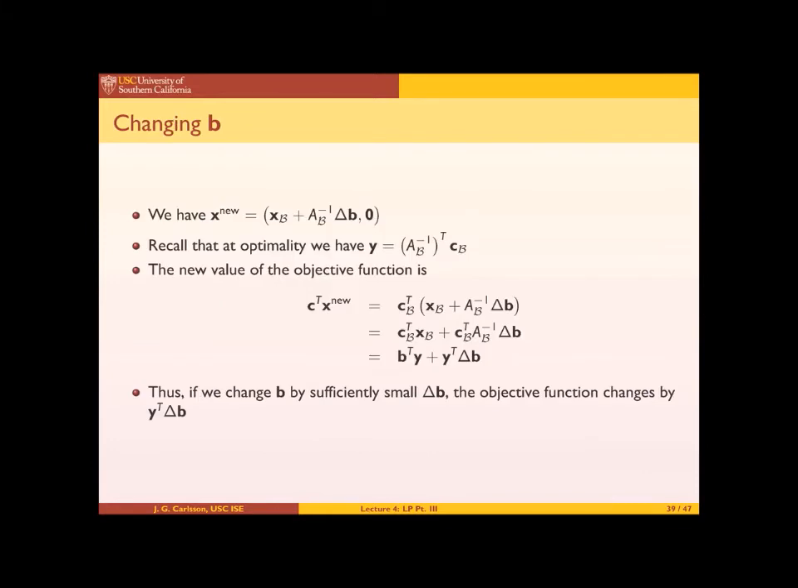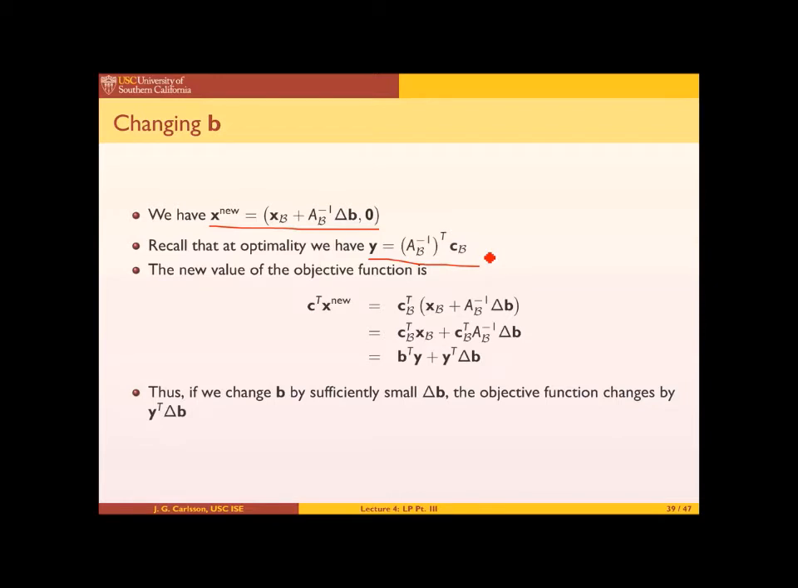And let's ask what happens to the objective function. How does the objective function value change when I vary the right-hand side vector? Again, the new x is equal to this thing here. Remember I told you before that you can recover the optimal dual variable y. It's y equal to A_B inverse transpose c_B. So we can compute that.